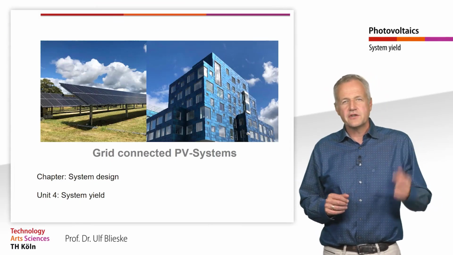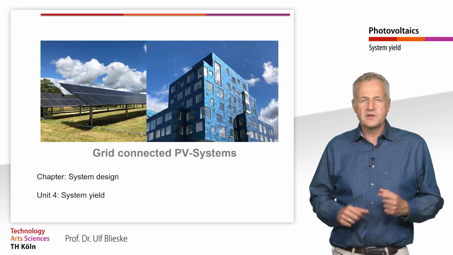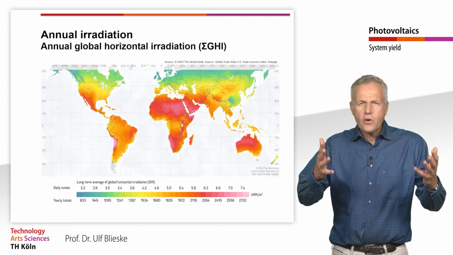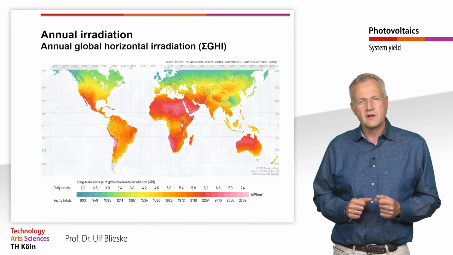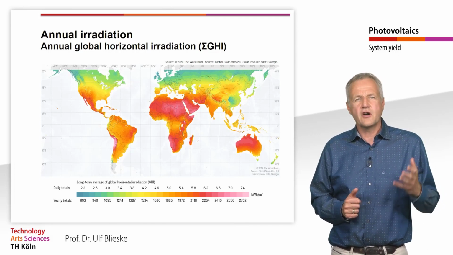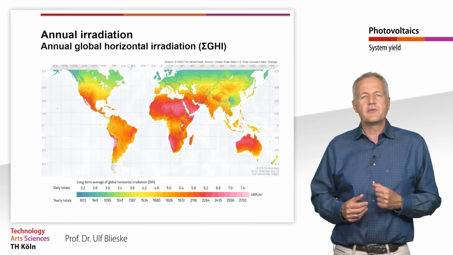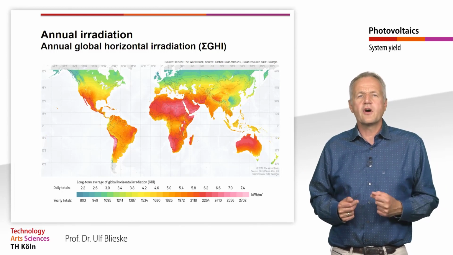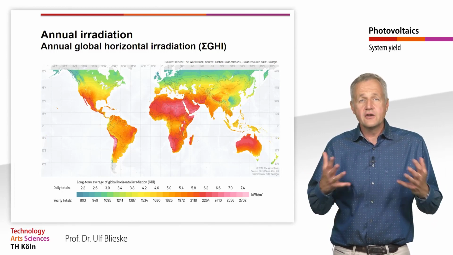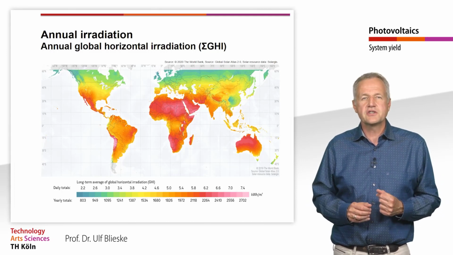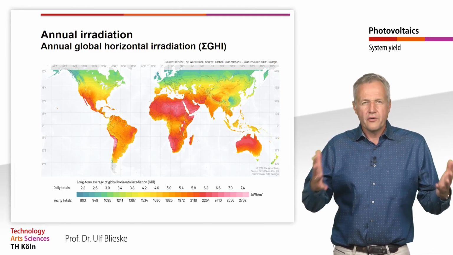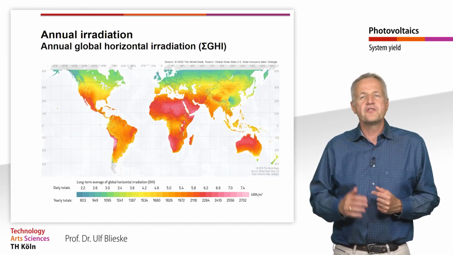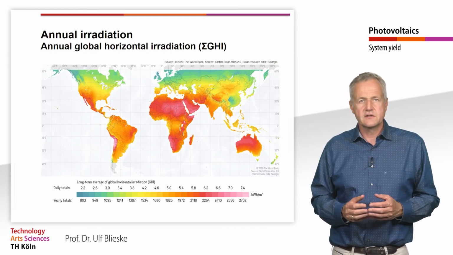Welcome to the next teaching unit in the chapter Photovoltaic System Design, which is about calculating the yield of a PV system. How can we estimate the yield of a PV system? An essential parameter for the calculation of the energy yield is the annual irradiation on the generator surface. This is usually determined on the basis of long-term average values of the horizontal global radiation, the annual global horizontal irradiation in kilowatt hours per square meter, from which the annual irradiation on the tilted module can be calculated.